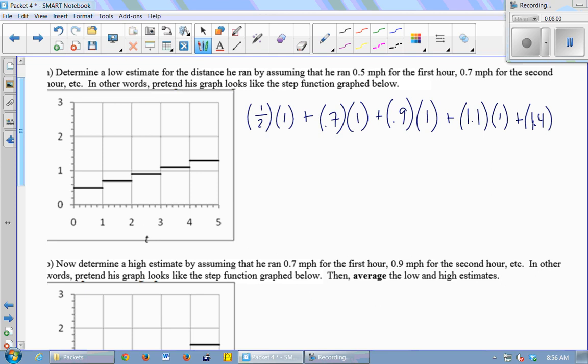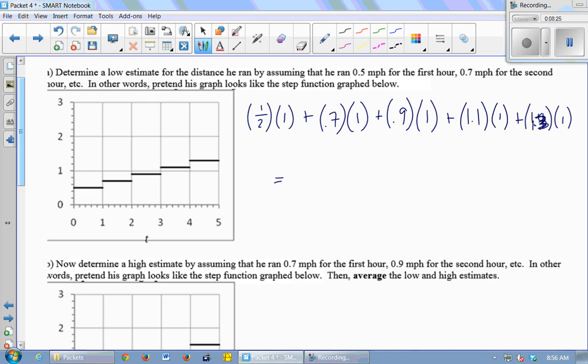Oh yeah, that makes sense. 1.3. That's a good point. If his velocity is increasing at a constant rate, each hour it should go up by the same amount, and it's been going up by 0.2. Good. So then I add 0.5 plus 0.7 plus 0.9 plus 1.1 plus 1.3, and what do you get?